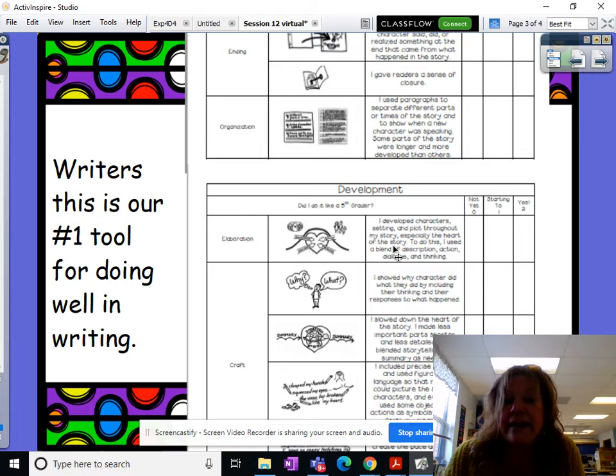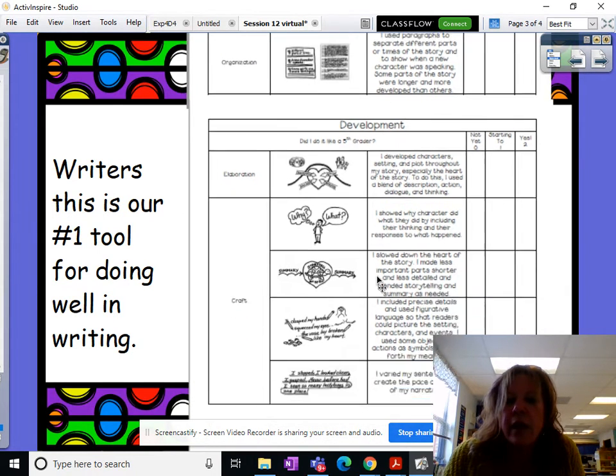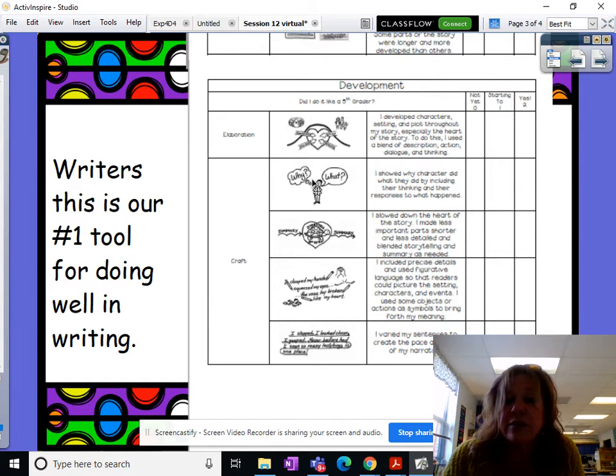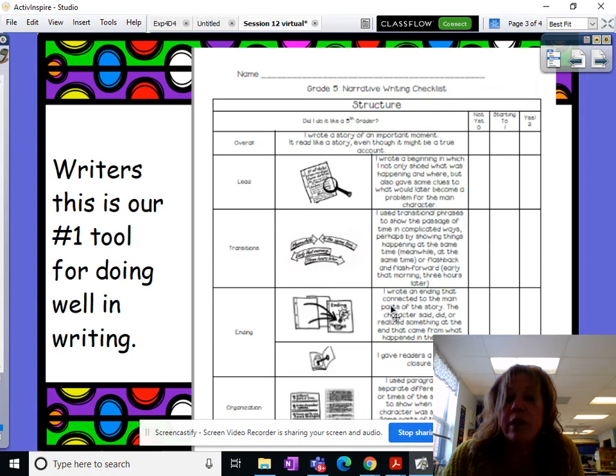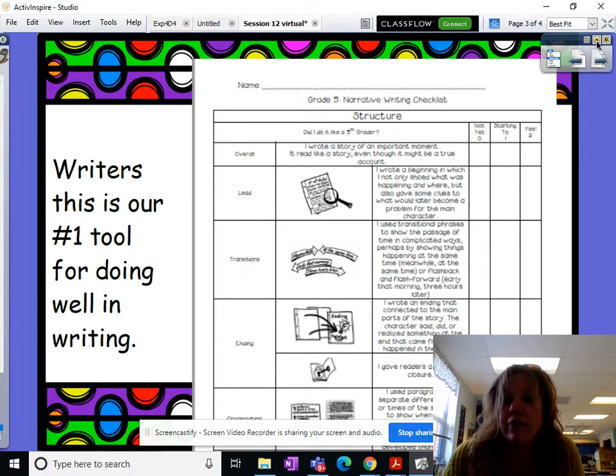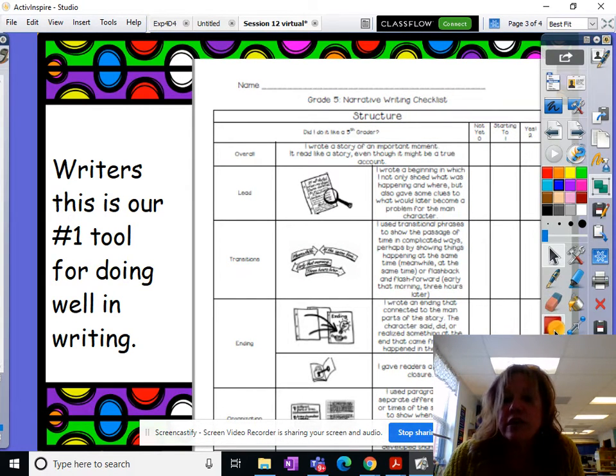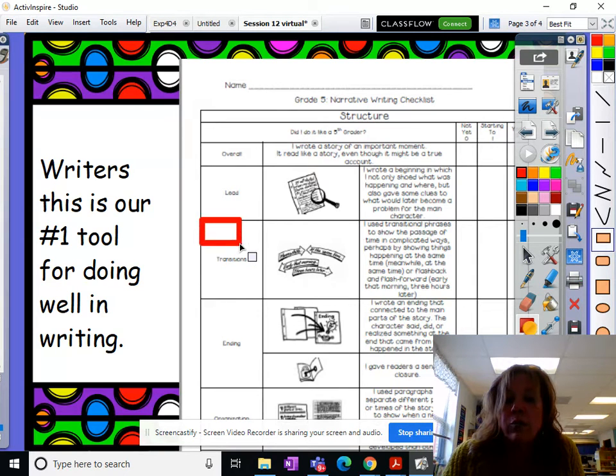Elaboration is where we add key details and get to the arc or the heart of the story. What's the meaning? And then these are some suggestions for craft and how to improve your writing. You want to pick just one box at a time where you think you need to focus, and you want to focus just on that area one at a time.